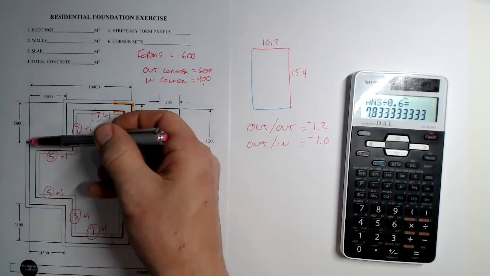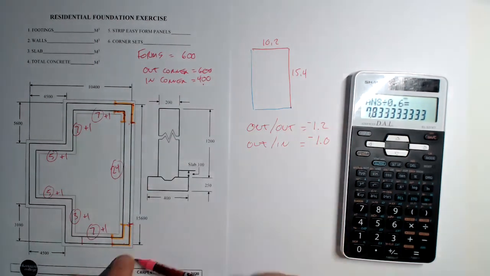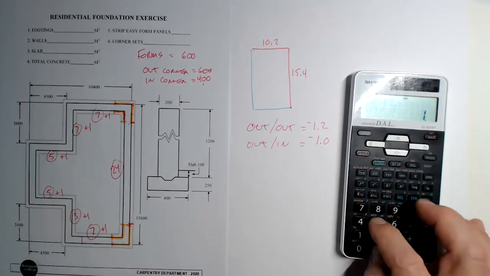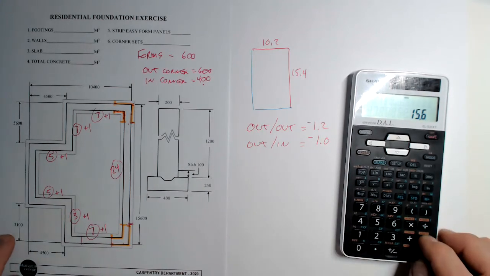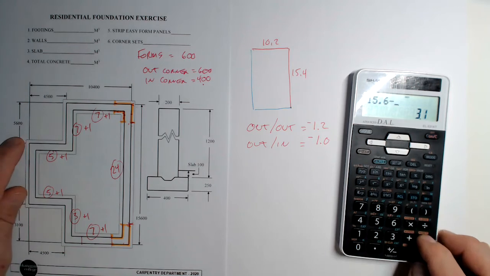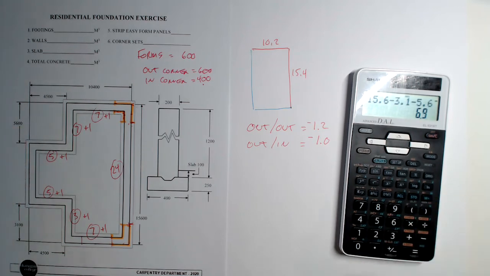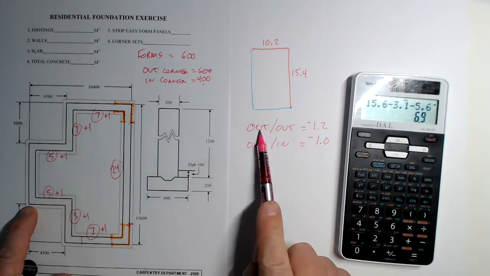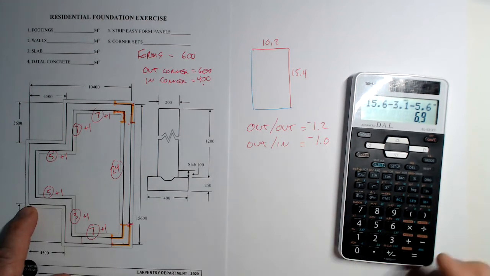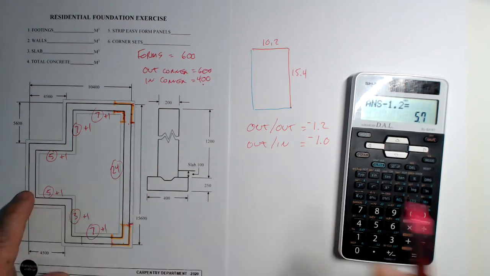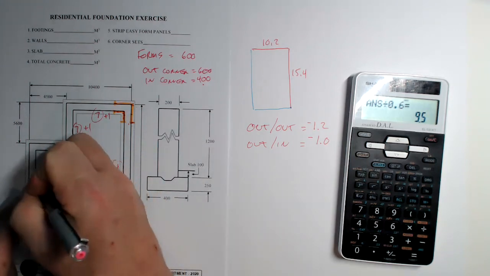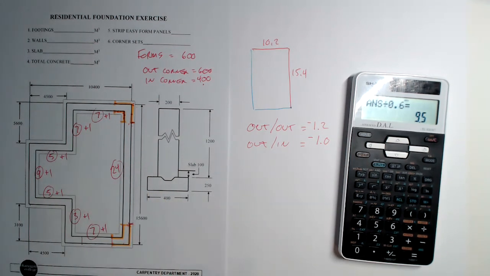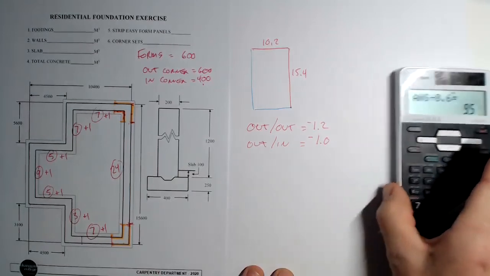Now all we have left is this section here. So we'll take our full length first, which is 15.6. We will subtract 3.1 and then subtract 5.6, which leaves us with an outside to outside corner measurement of 6.9. We will make our outside to outside adjustment for our corner panels, minus 1.2, which leaves us with 5.7. We'll now divide that by the size of the panel, 0.6, which leaves us exactly 9 full panels plus 1 filler.